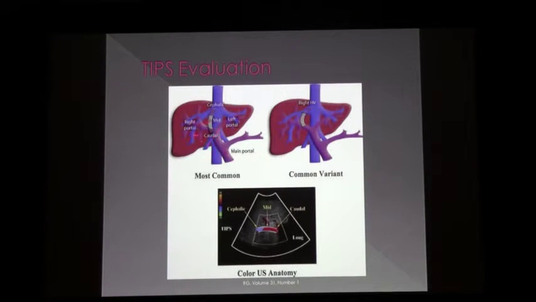And like I mentioned before, there are variations to having the TIPS placed. So typically it's right from where the right portal branch comes off and it'll go into the right hepatic vein. It can be further out. I think Laura, a while ago, you mentioned one in the left side that you had scanned. So there are different variations to where those can be placed.